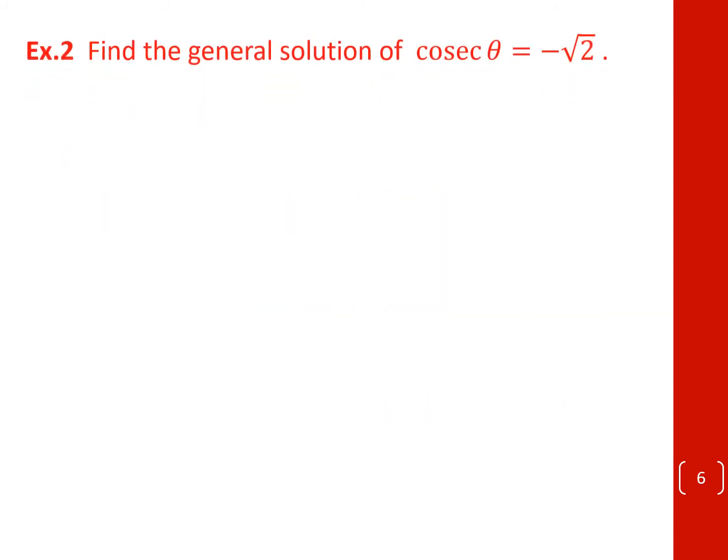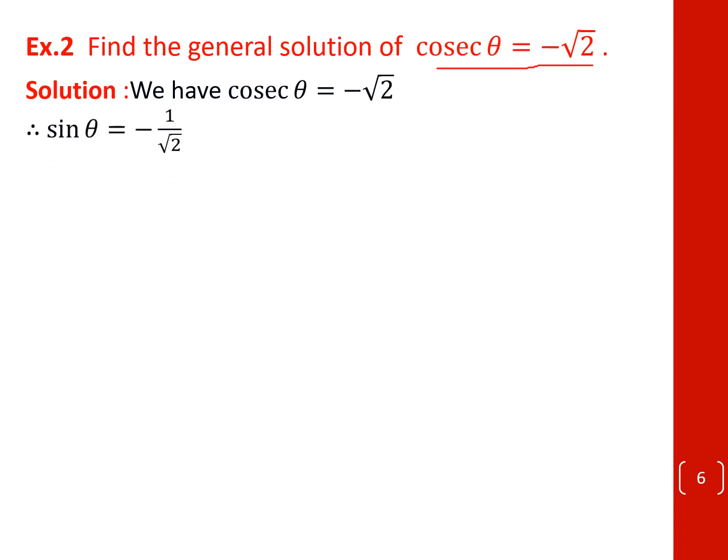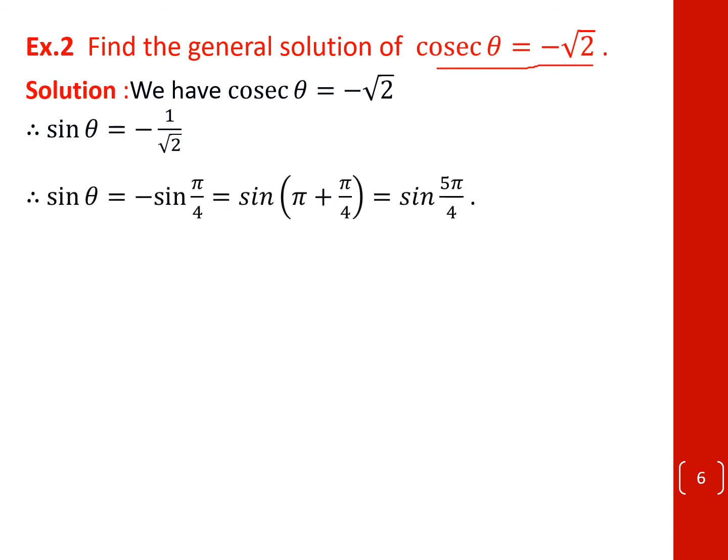Second example, find the general solution of cosec theta equals minus root 2. Solution, we have cosec theta equals minus root 2. We know, student, cosec is the reciprocal of sin theta. Therefore, sin theta equals minus 1 by root 2. Now here a negative sign is given, so we have to use the allied angle formula there.